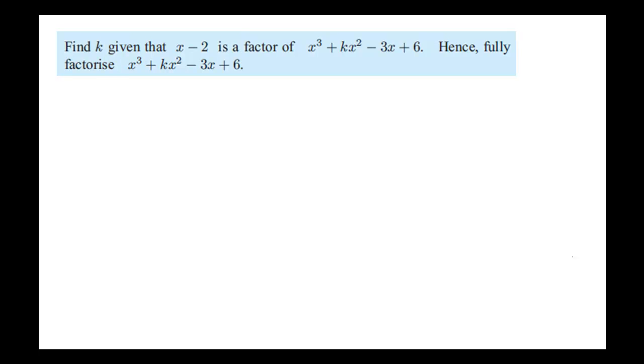All right, so here we go. Find k, given that x minus 2 is a factor of x cubed plus kx squared minus 3x plus 6, hence fully factorize. Whatever that was again. All right, so the first thing we're going to do is find k.